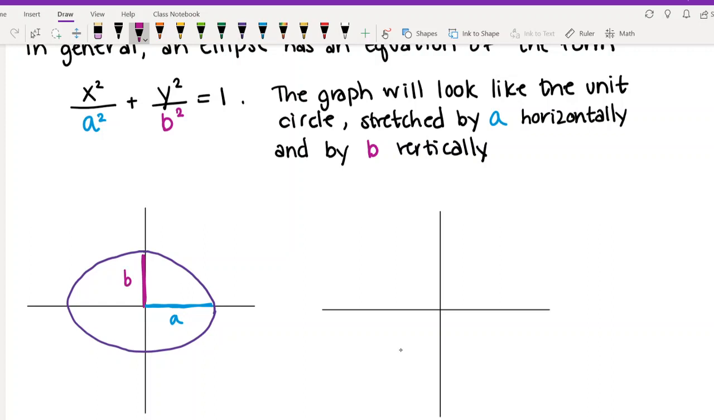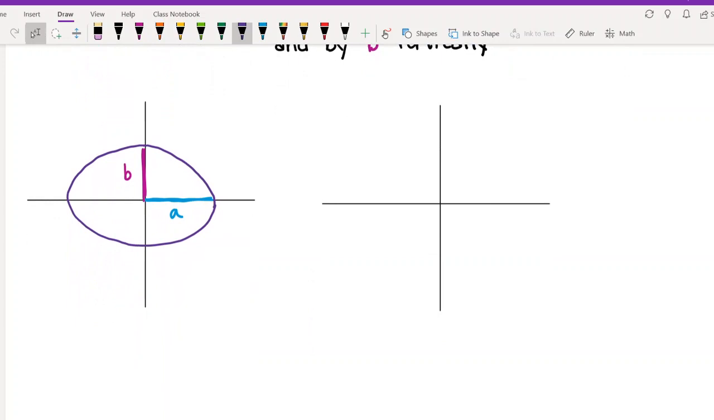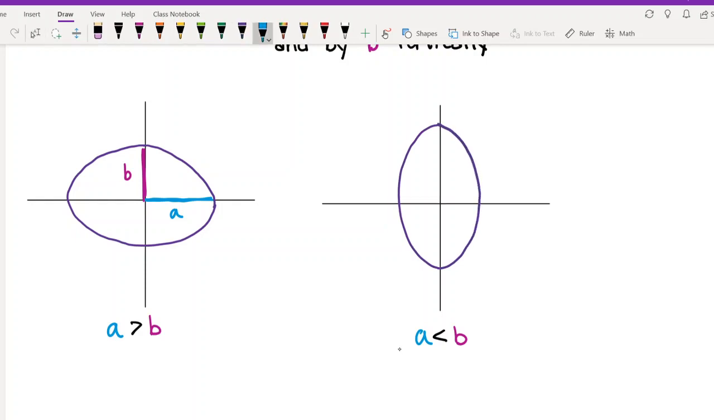And so this picture that I drew here is what happens if A is bigger than B, right? Because if A is bigger than B, then the graph has been stretched more horizontally than it has been vertically. If instead the stretch that's vertical is more than the stretch that is horizontal, then the shape of the graph is going to look more like this one. And so in this case, this would be A, and this would be B.